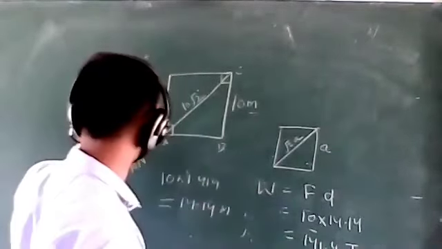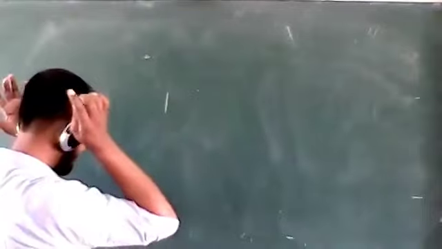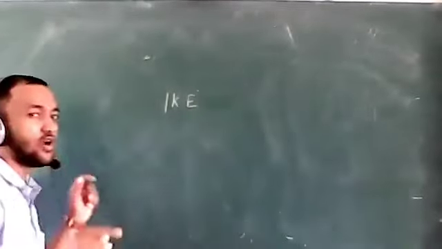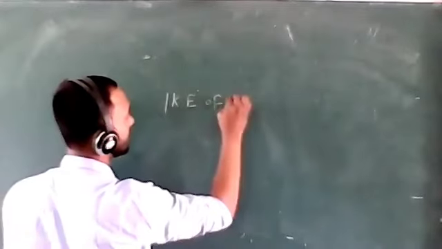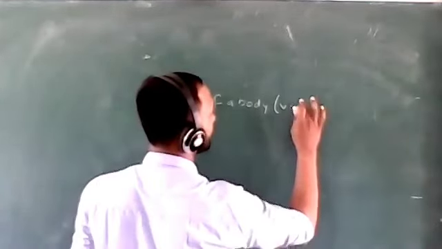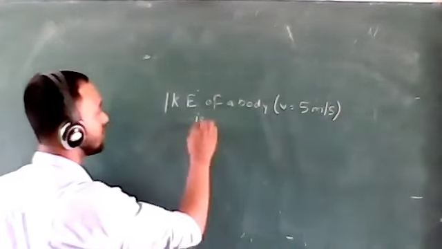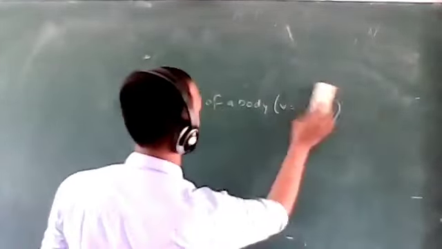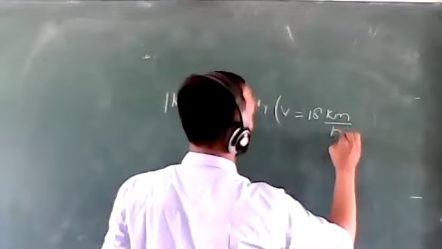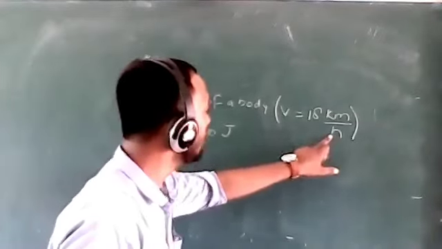And for today the homework is, see, the kinetic energy of a body having velocity equal to 5 meter per second is, sorry, this question is wrong. Kinetic energy of a body having velocity equal to 18 kilometer per hour is 100 joule.